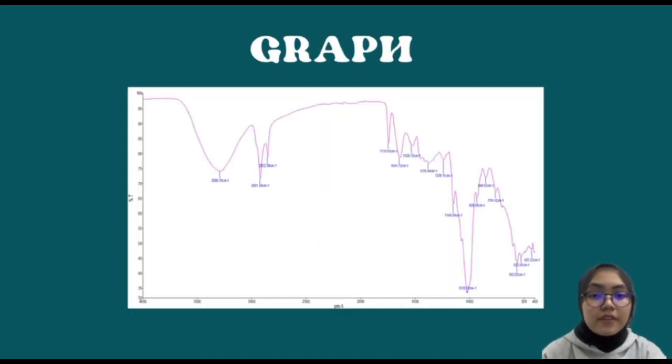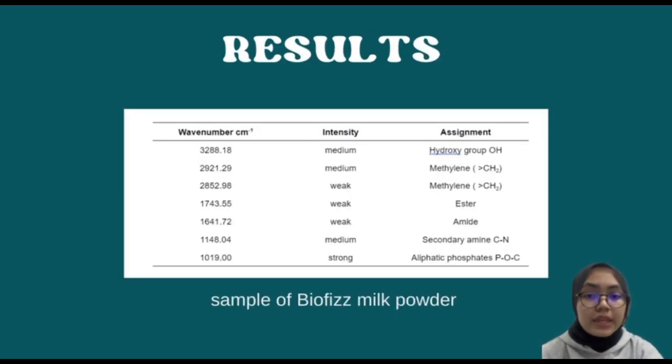The last sample that we have analyzed is Biophase milk powder. The result is quite similar to the previous one, as both of these are plant-based samples. So we have found a methylene, hydroxy group, amine and aliphatic phosphate also in this sample.